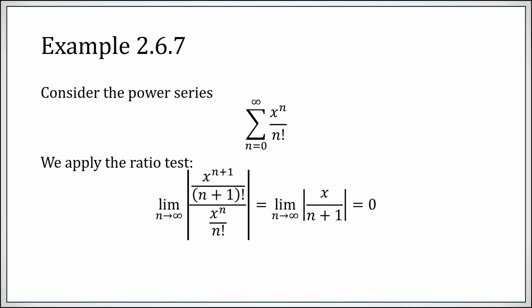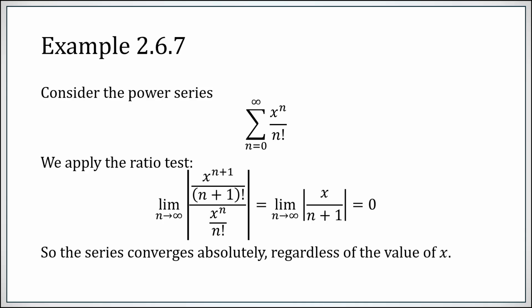But now x is a constant, and we're taking a limit as n goes to infinity, and we're dividing by n plus 1. It doesn't matter what x is, you end up with a 0 here. Therefore, the series converges absolutely, and x didn't really matter. So for every value of x, this series converges absolutely.